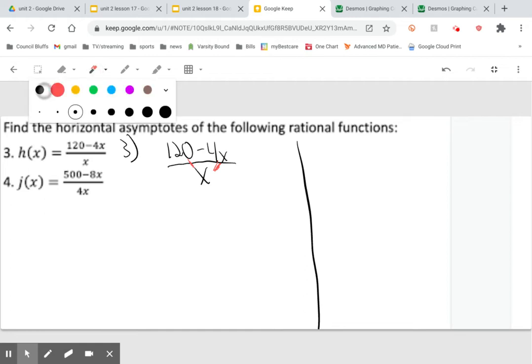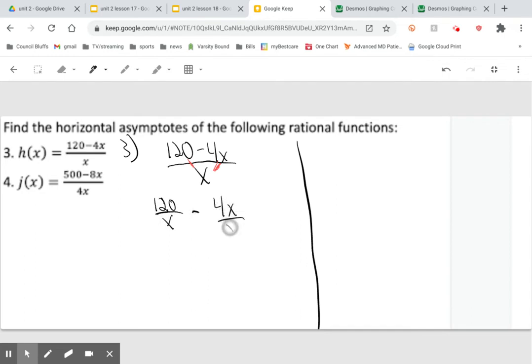And that's going to look something like this. So I'm going to do 120 divided by x minus 4x divided by x. I literally just separated out the fractions. Both parts of the numerator I divided by the denominator. Notice I put a minus in between because of the minus up here. Okay, so I separated out the fraction. Now I'm going to simplify.